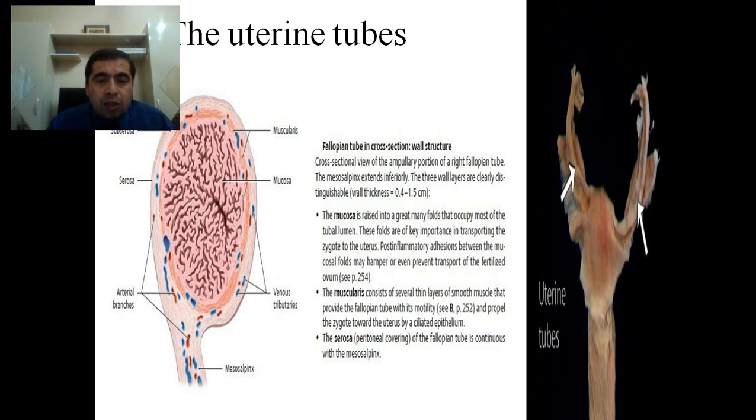The muscularis consists of several thin layers of smooth muscle that provide the fallopian tube with its motility and propel the zygote towards the uterus, together with a ciliated epithelium. The serosa, or the peritoneal covering of the fallopian tube, is continuous with the mesosalpinx.